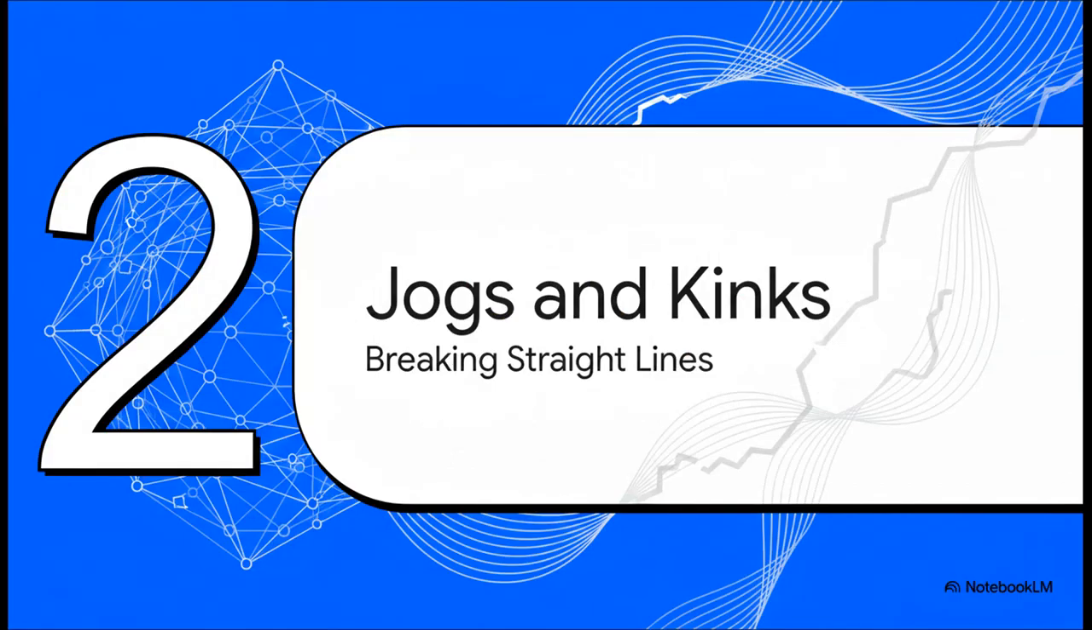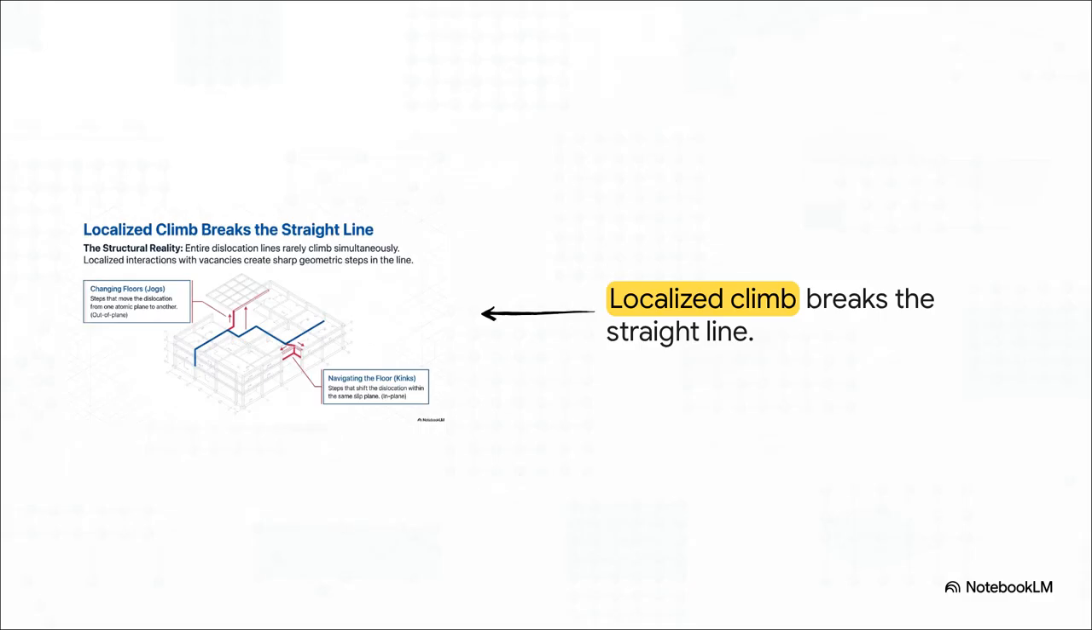Moving on to section 2, defining jogs and kinks, breaking the straight line. Now, entire dislocation lines rarely climb all at once. I mean, doing that would require an absolutely immense, perfectly coordinated amount of energy, which just doesn't happen easily. Instead, what we see are these localized interactions with vacancies that create really sharp, precise geometric steps in the line. Think about it spatially. You're either taking the stairs to change floors entirely, or you're just navigating around a pillar while staying on the exact same floor.